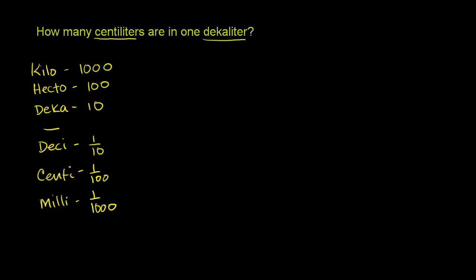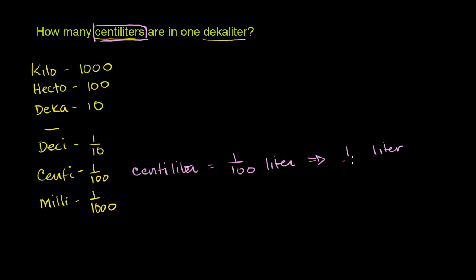So a centiliter, let me write this in a different color. If you have a centiliter, this is equal to 1/100th of a liter. Or you could say 1 liter for every 100 centiliters. So you could also write it like this: 1 liter per every 100 centiliters.